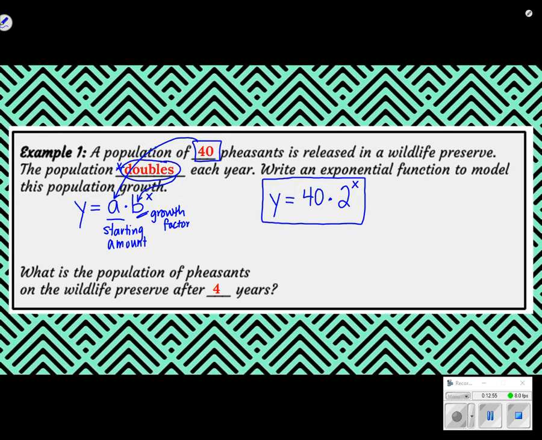This is your equation. Now, for the next part, the population, we're just going to plug in 4 years. Now, that's going to go in for our exponent. So we're going to plug that right in there. We're going to do a little bit of work, and you are going to show me what you're plugging in and where.